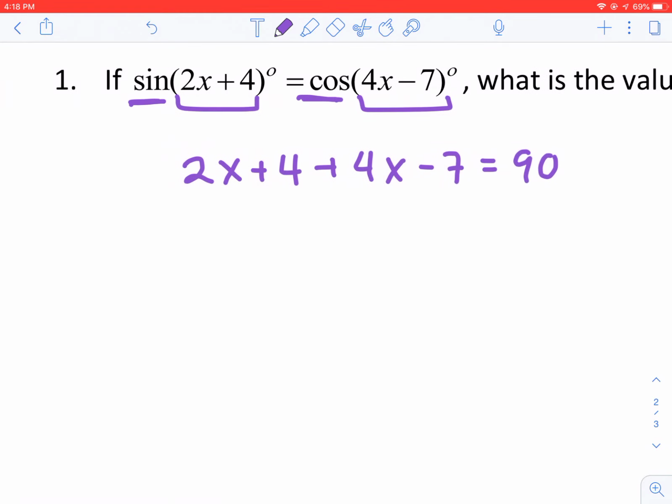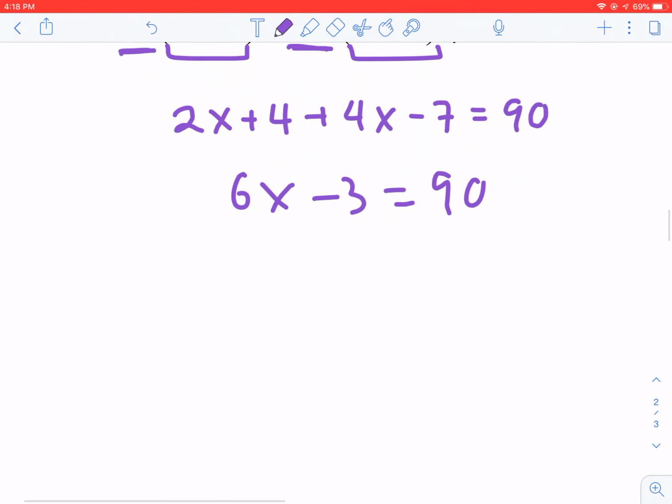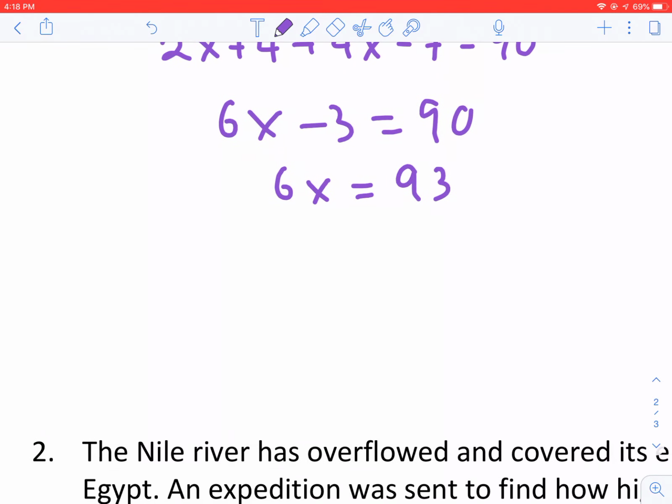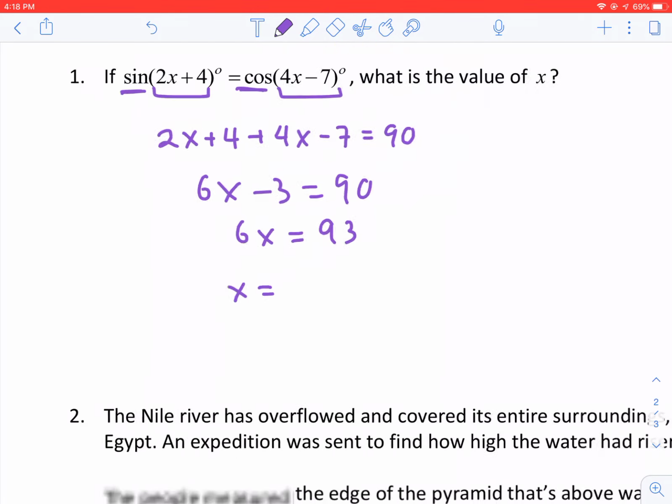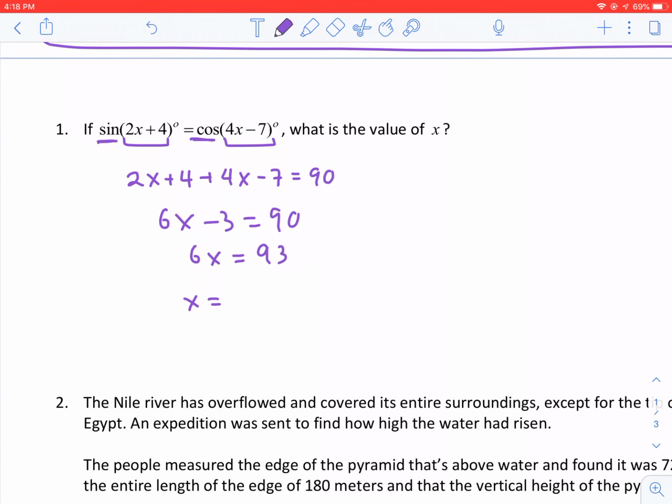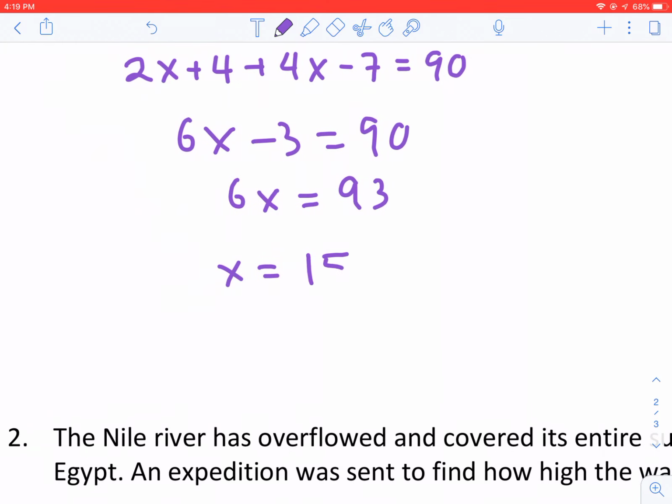And solving for x here, we're going to get 6x minus 3 equals 90. 6x equals 93. And so x equals, what is that? Hold on, let me type that in real quick. 93 divided by 6. 15 and a half.